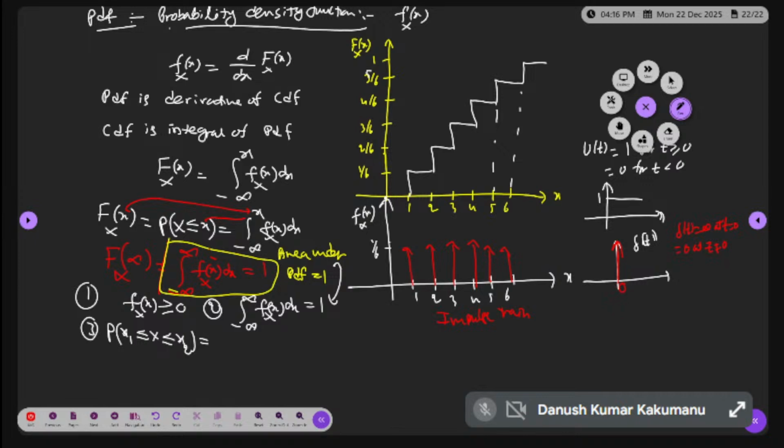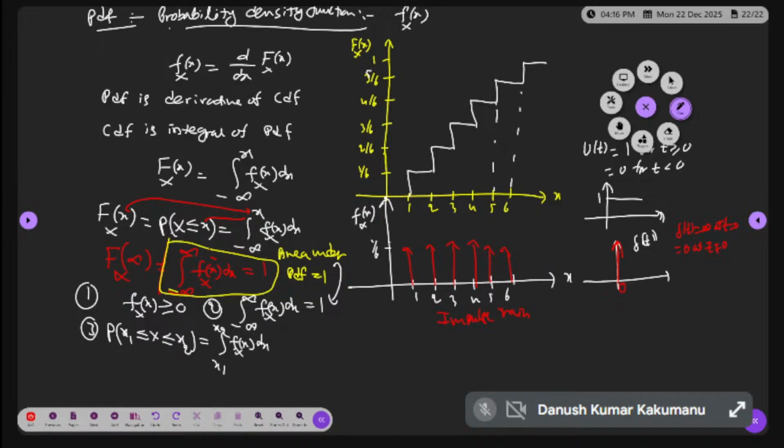What is the lower limit of this one? If nothing is mentioned, the lower limit is minus infinity. What is the upper limit? Nothing mentioned means what? It is plus infinity. If something is mentioned, that becomes the limit. You all are understanding? This is equal to the integral of x1 to x2 of f of x dx.